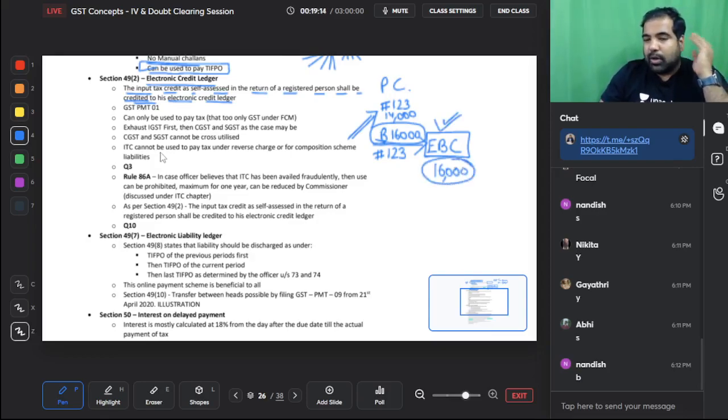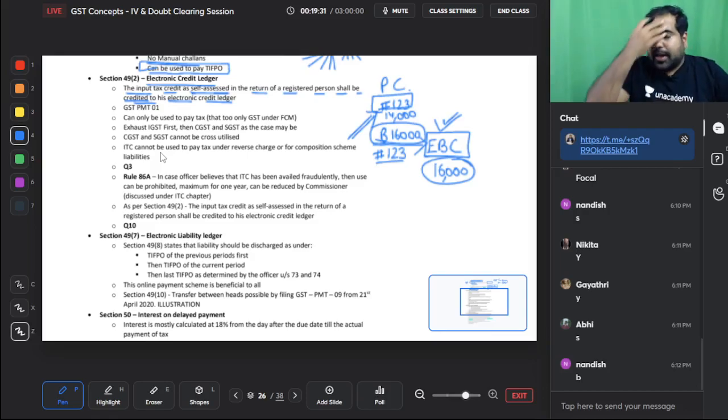Guys, as long as the same invoice is uploaded, yes, you will get 16,000. But if you are wrong, there is some interest which is heavy, so we will see that ahead, but this is what they will take. So whatever you assess, on that basis they will give you credit. However, the credit can be only used to pay tax, and that too under FCM, not even RCM. So only FCM tax, no IFPO.